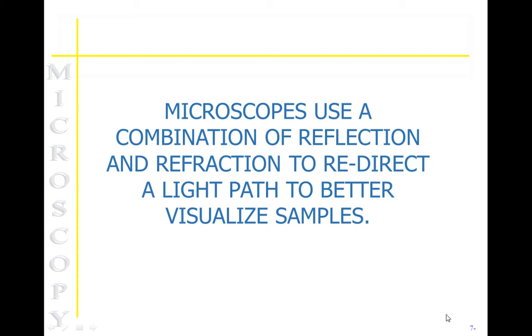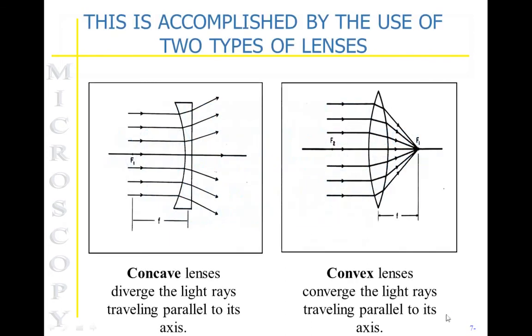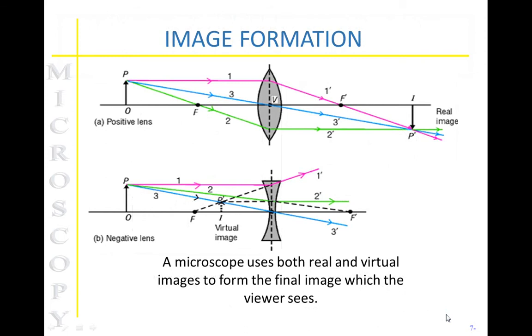Microscopes use these terms, reflection and refraction, in several different combinations so they can redirect the light so that you can better visualize samples. They do this by using a series of different lenses. The lenses that are used are either going to be concave lenses or convex lenses, depending on how the light rays actually need to be exiting or entering samples or exiting or entering different lenses.